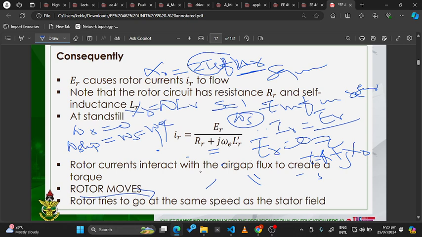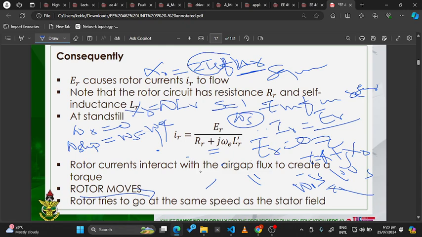Okay. So that's what happens. But for induction motors, the rotor never gets there. The only thing that will cause the rotor speed to be greater than or equal to the synchronous speed is if there is a prime mover connected to the rotor, an external force applied to the rotor that can cause it to go above the synchronous speed. In that case, you are going to have a negative slip.